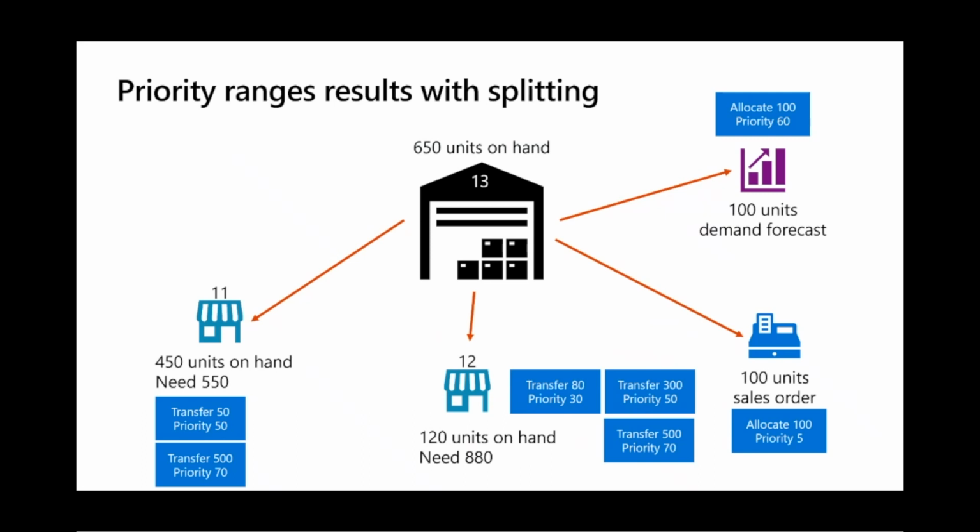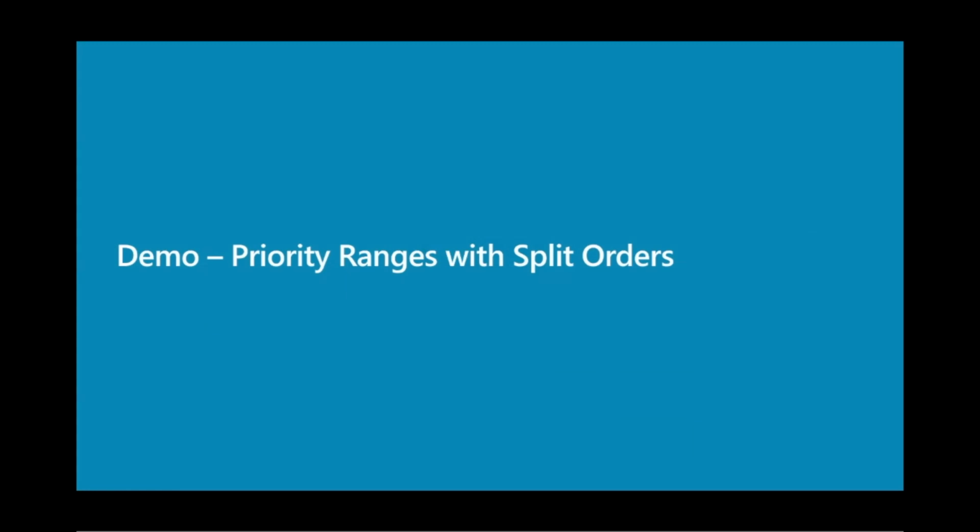Now, this time, using priority ranges with splitting, what master planning will do to allocate the inventory when I run it is, first, it will take my inventory and allocate to the sales order. That's 100 units there. Then we'll take inventory and allocate it to my transfer requirement with a priority of 30. Then we'll go to the 2 transfer requirements with priority of 50, then to the demand forecast of 60. And then if we had inventory left over, then we would go to the 70. What this looks like in this scenario, let's go look at the net requirements.